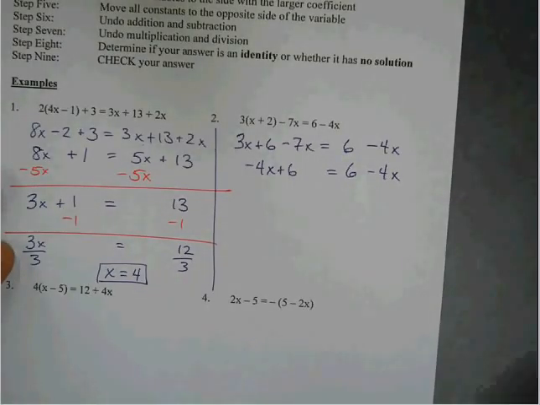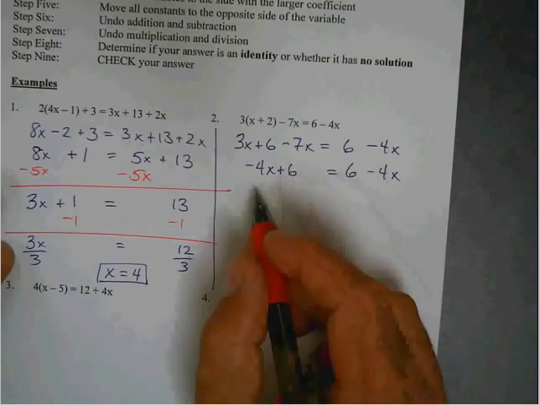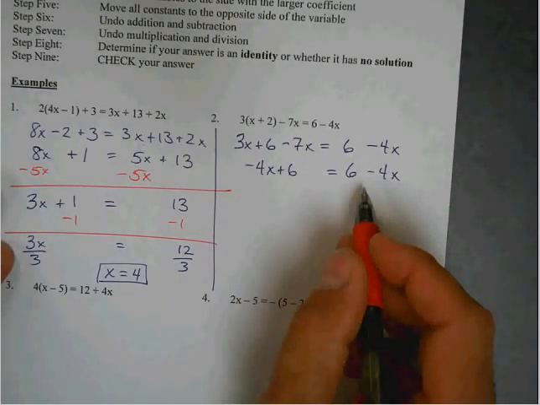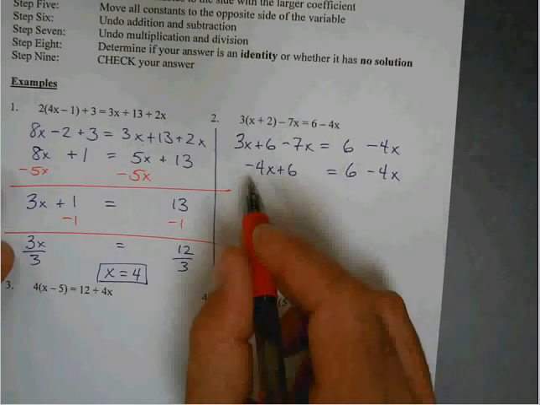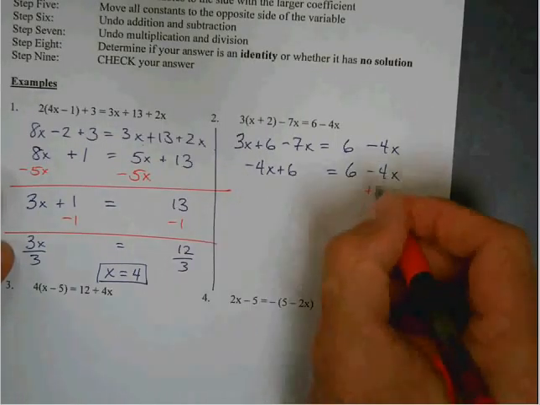Okay, so neither one is bigger, but we still got to move the x's. So how are you going to bring this x on the right over to the left side? Add 4x. So everyone put a plus 4x down.